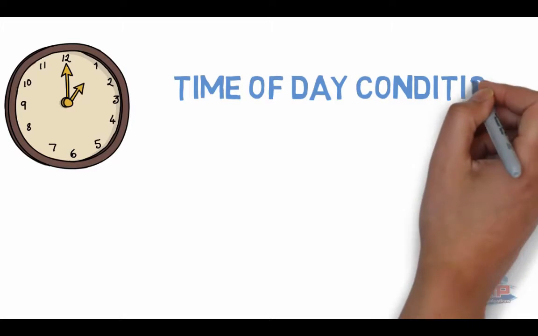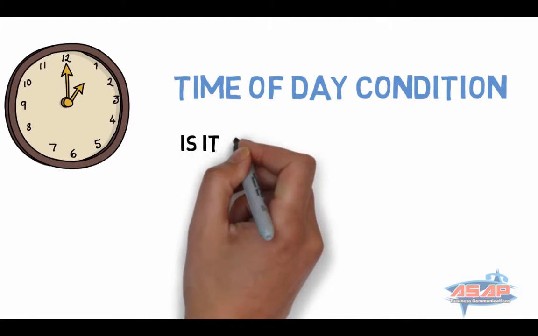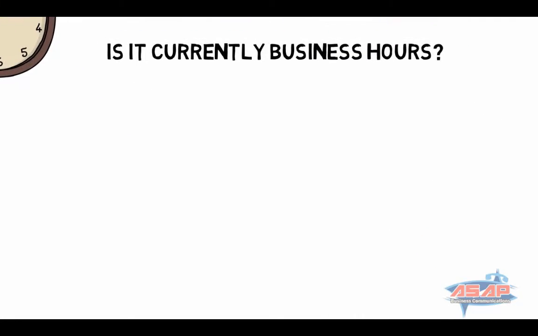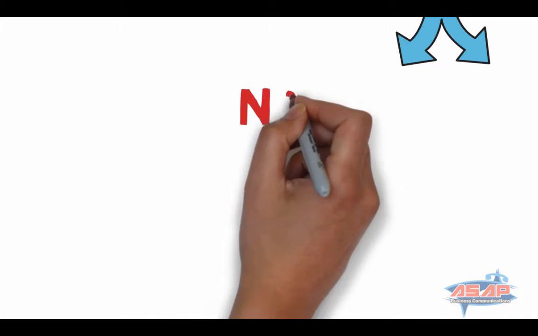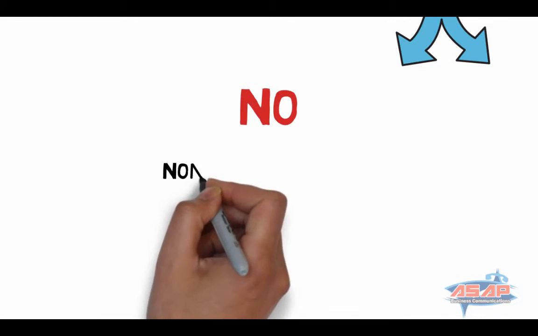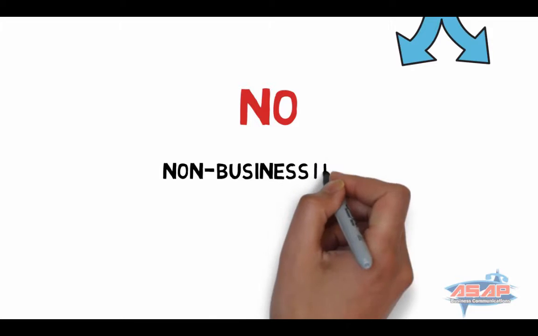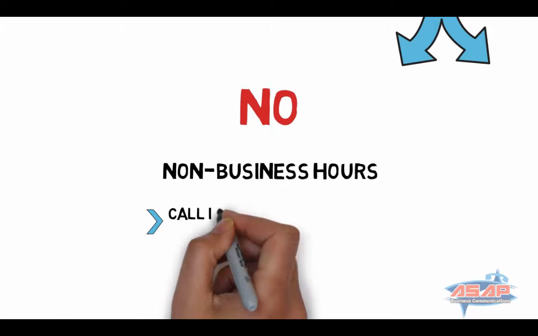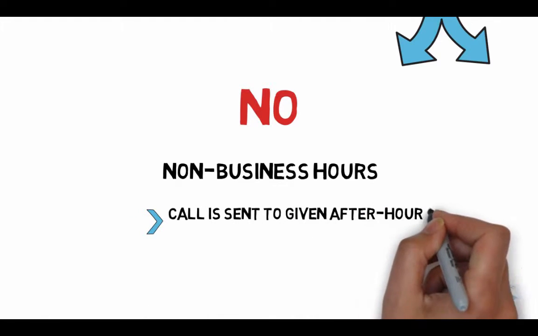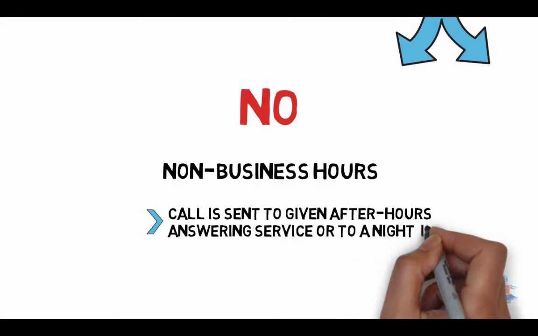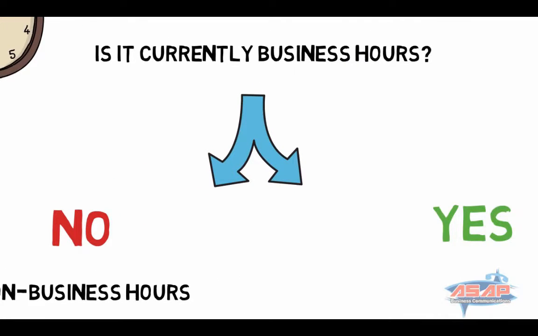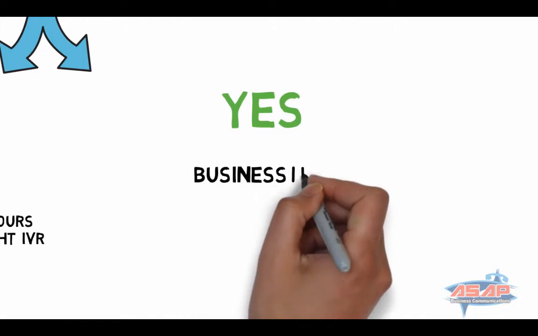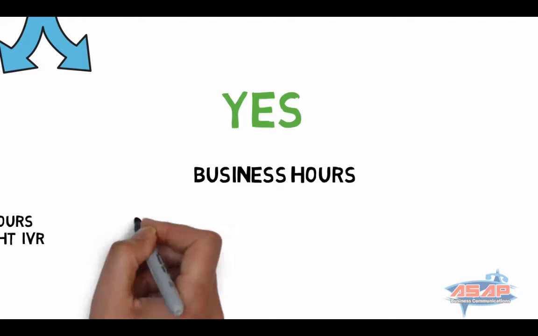The next condition is called the time of day condition. This condition is where the system checks to see if it is either business hours or non-business hours. If the caller is calling during non-business hours, including if the business is closed on weekends, the call will be sent to the destination we have chosen for this company. This would most often be an off-site after-hours answering service or a night IVR where callers may hear, "Thank you for calling ABC Manufacturing Company. Our office is now closed. Office hours are Monday through Friday."